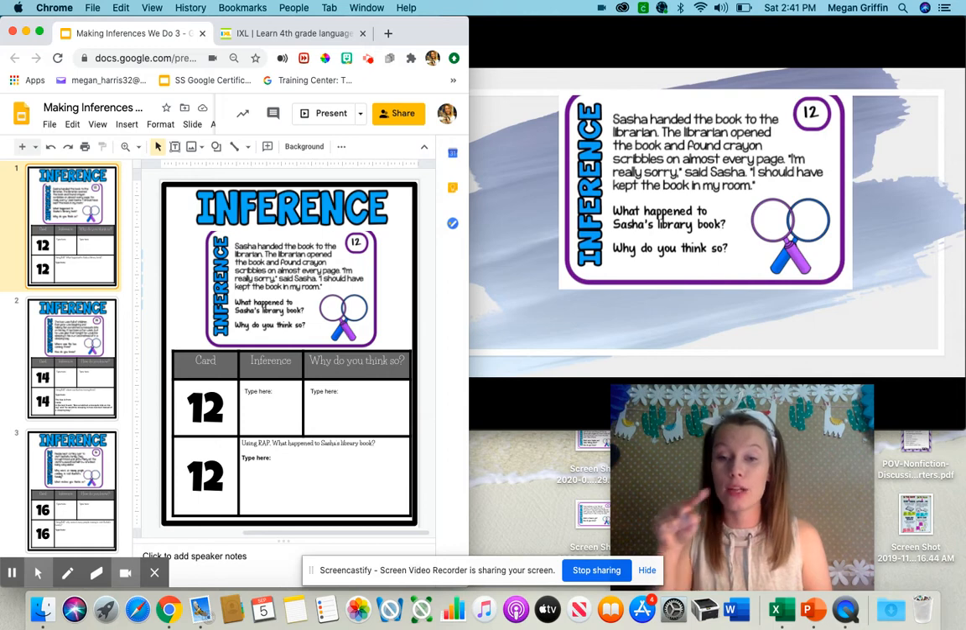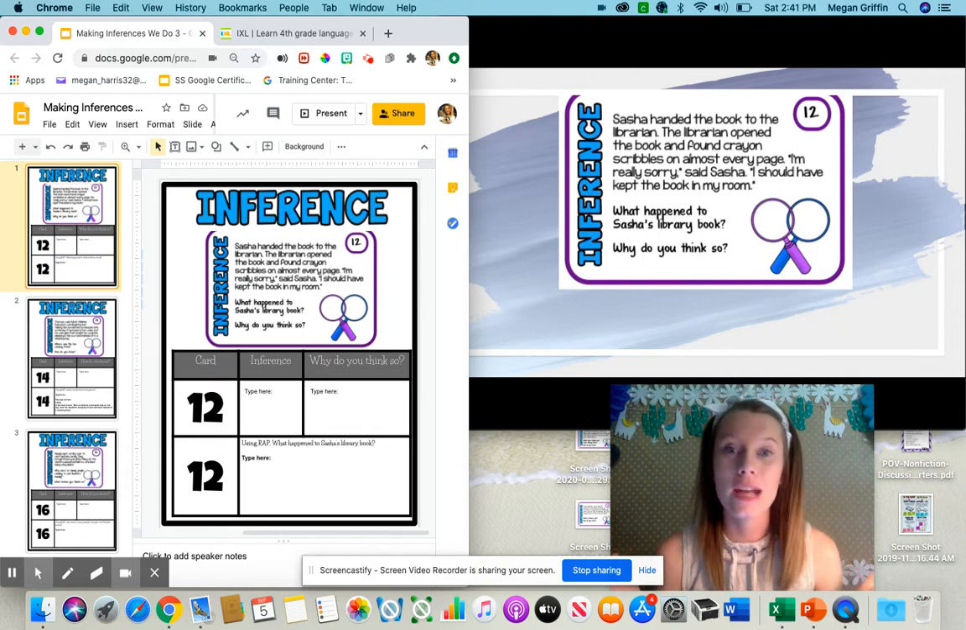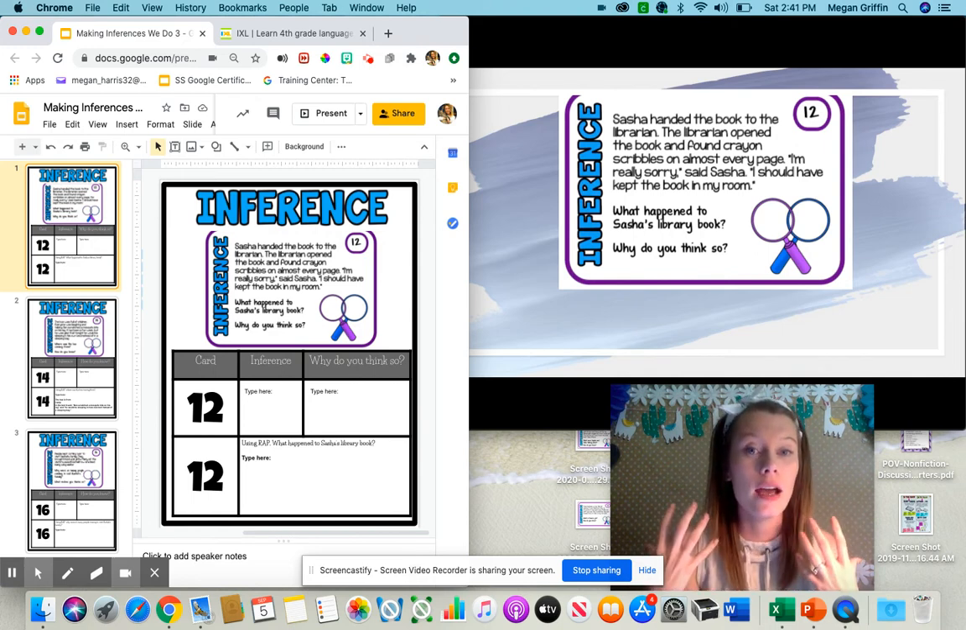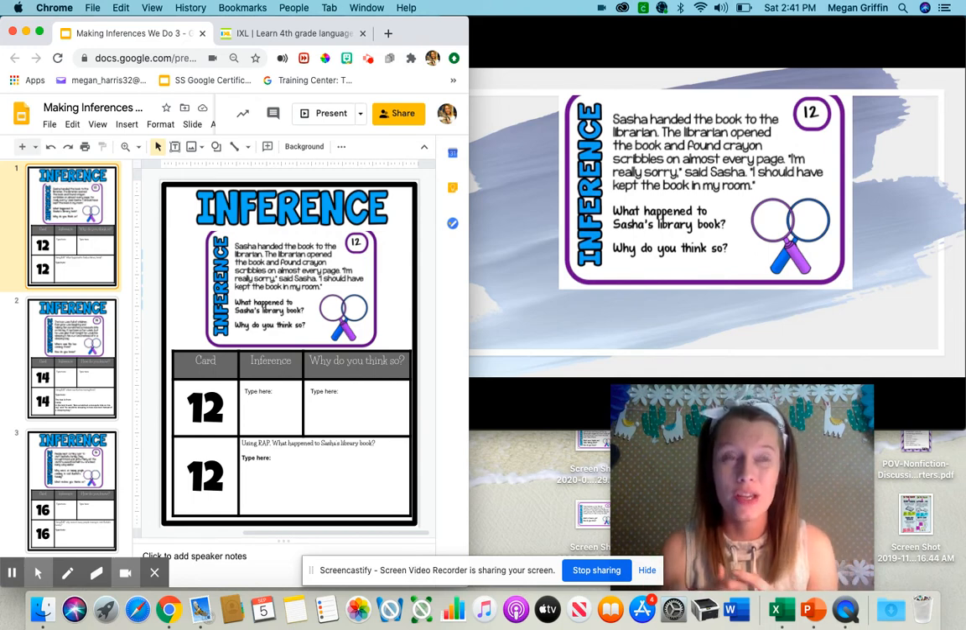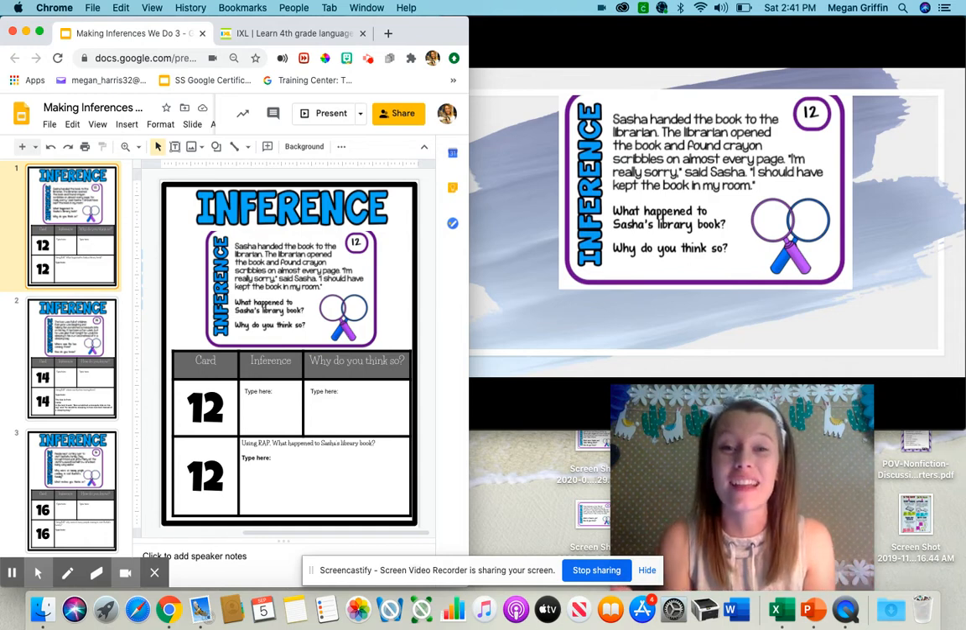So now that I have my clues in the text, I'm thinking about, what do I know? Well, who do we know that scribbles on everything? If they can get their hands on it, they're going to color on it. And Sasha is saying, I should have kept it in my room, which means somebody probably got a hold of it that shouldn't have. Well, I know that when I was y'all's age and I had 2 little brothers, oh my goodness, they colored on the walls, they colored on the table, they colored on everything they could color on.